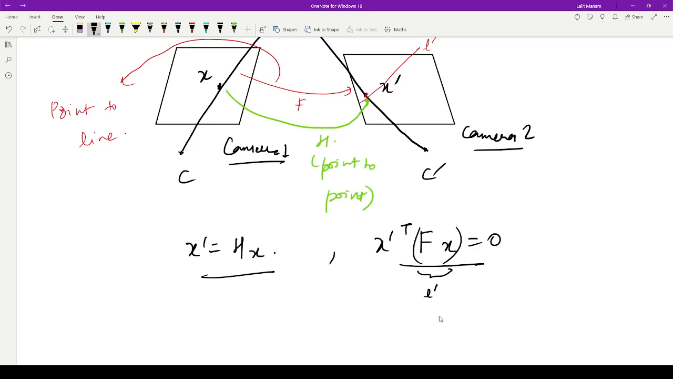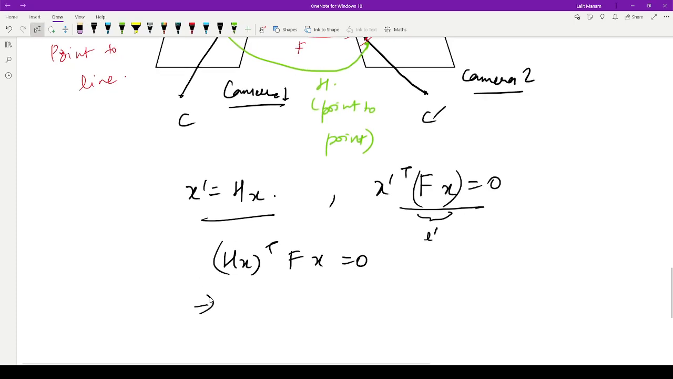Now we can replace x prime as Hx in the second fundamental equation. So it will be like (Hx) transpose Fx equals 0. Okay, so what does this mean? x transpose H transpose Fx equals 0. And when is it valid? When H transpose F is a skew symmetric matrix.